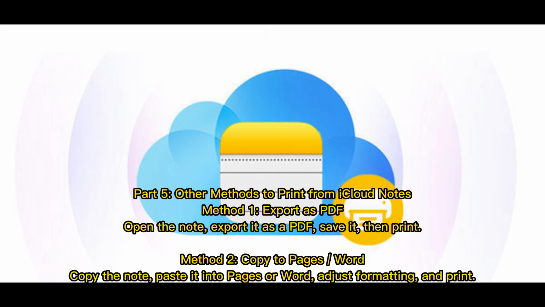Part 5. Other methods to print from iCloud notes. Method 1. Export as PDF. Open the note, export it as a PDF, save it, then print. Method 2. Copy to Pages or Word. Copy the note, paste it into Pages or Word, adjust formatting, and print.